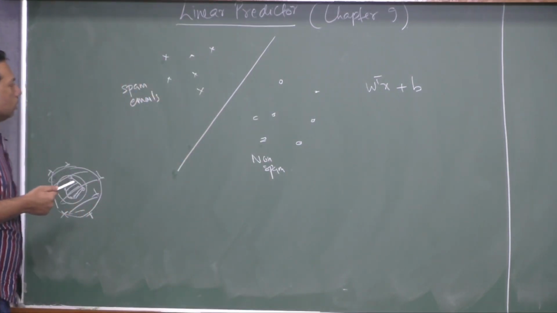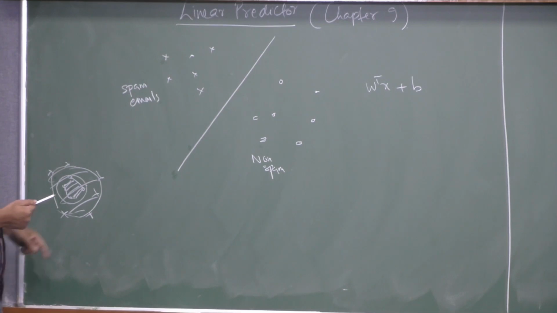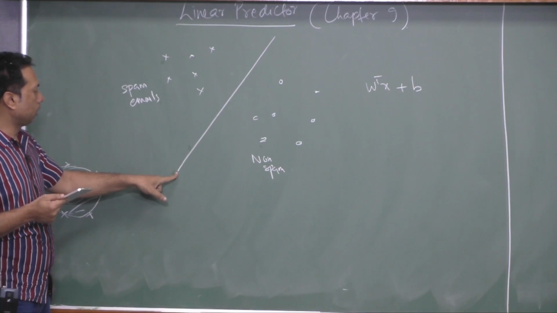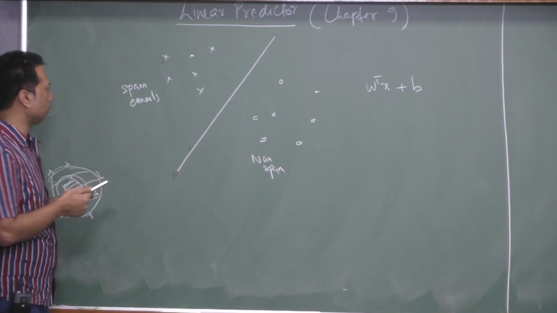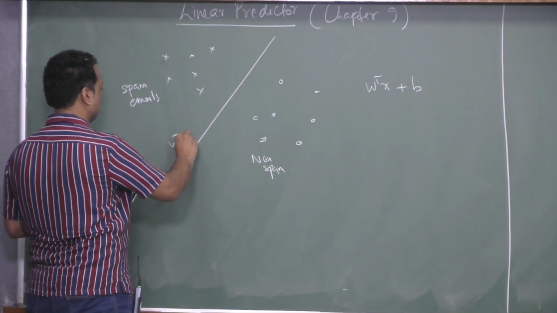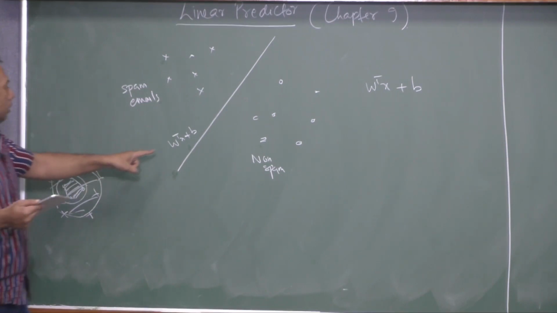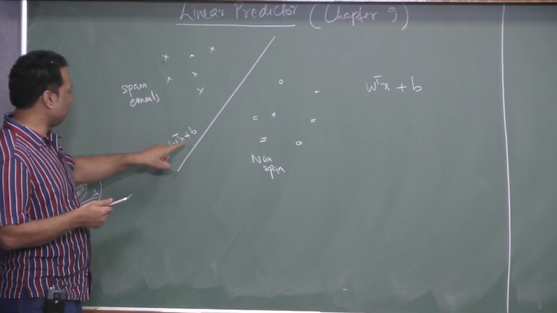So essentially what we are looking for is a plane W transpose X plus B. If I allow this plane to be floating, because initially I don't know what is a suitable W and B. In this case B is also unknown here. So the plane is defined by knowing B and W.